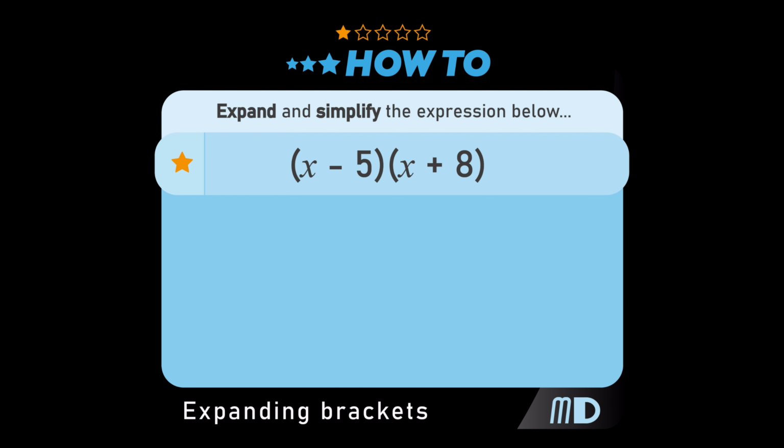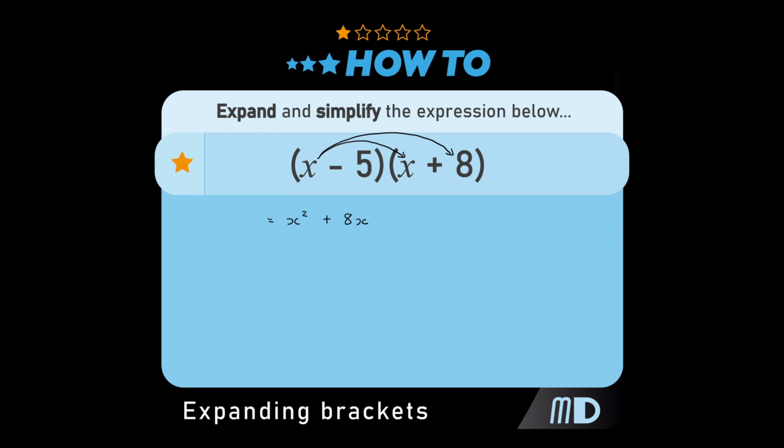The expression here is x minus 5 enclosed inside one pair of brackets, multiplied by x plus 8 enclosed inside a second pair of brackets. To begin, we multiply x by each term in the second bracket. So x multiplied by x is x squared, and x multiplied by 8 is 8x.